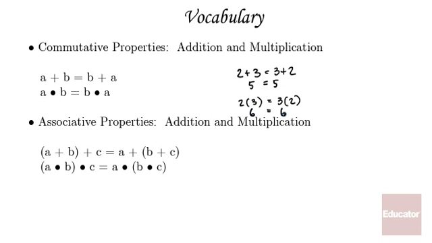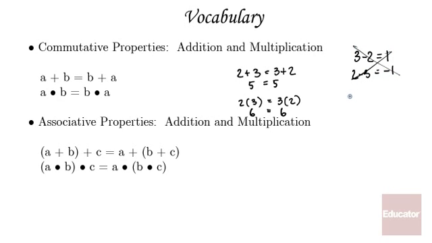Notice that there is no commutative property of subtraction and division because the order will make a difference in subtraction and division. In subtraction, if you did 3 minus 2, that would equal 1. But if you flip the order and did 2 minus 3, that would equal negative 1. So it would not be the same value. So you cannot switch the order. There is no commutative property of subtraction.